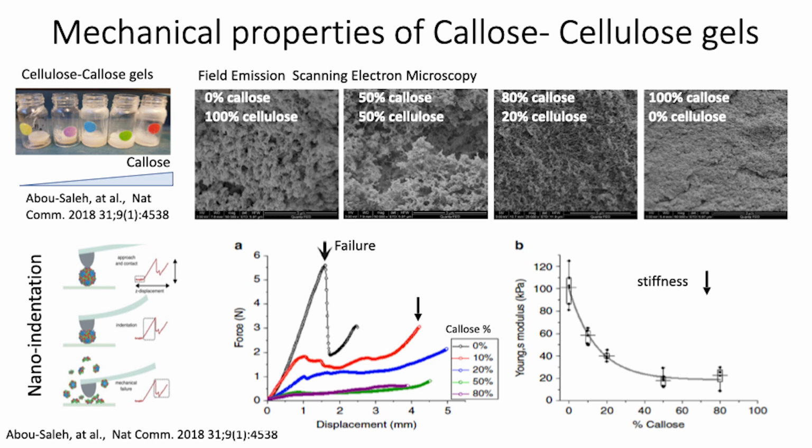And we can see here that when we increase callose concentration, we reduce the stiffness of these hydrogels but displace the point of failure, suggesting that callose is making these hydrogels more elastic, but also less breakable, so more ductile.